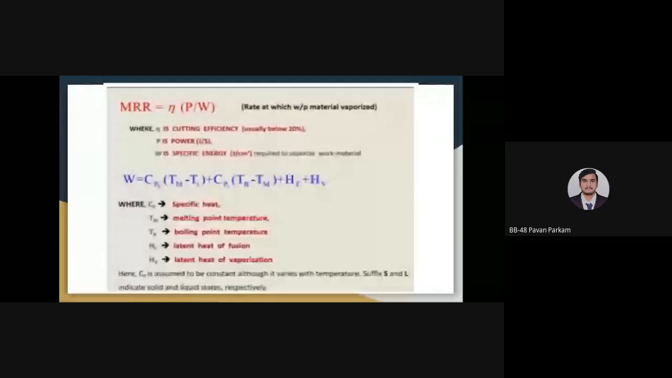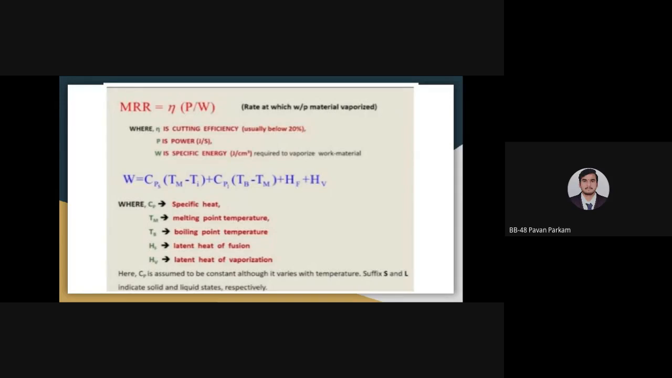Here eta is the cutting efficiency, usually below 20%. P is the power, in joule per second. W is the specific energy, in joule per centimeter cube, which is required to vaporize your workpiece. To calculate the specific energy W, the formula is given: Cp is the specific heat, Tm minus Ti, where Tm is the melting point temperature, Tb is the boiling point temperature, then Hf and Hv are the latent heat of fusion and latent heat of evaporation.